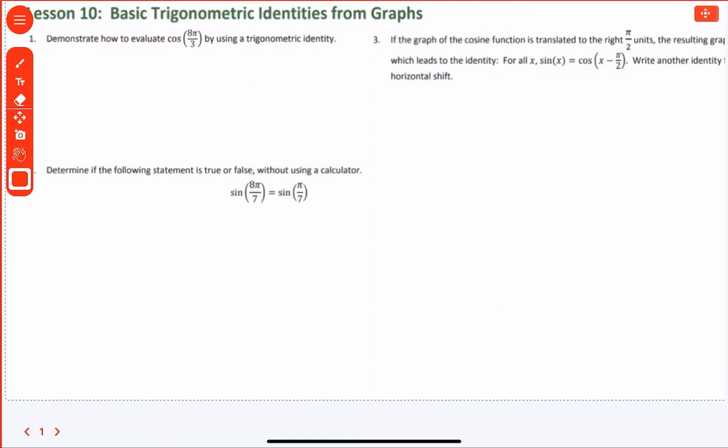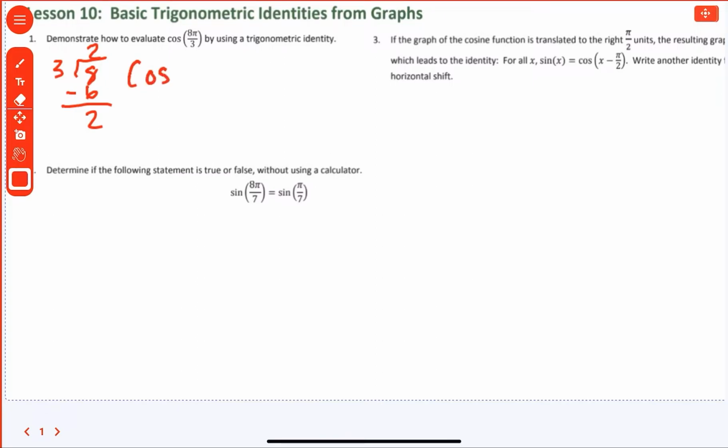Demonstrate how to evaluate cosine of 8 pi over 3, or 8 rads over 3, by using a trigonometric identity. Okay, so the first thing I would do is say 8 divided by 3. When you do that, it will go 2 times with 2 left over, which means it's going to make 2 full rotations, right? So let's rewrite it now.